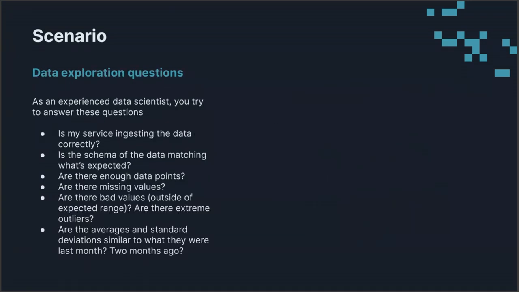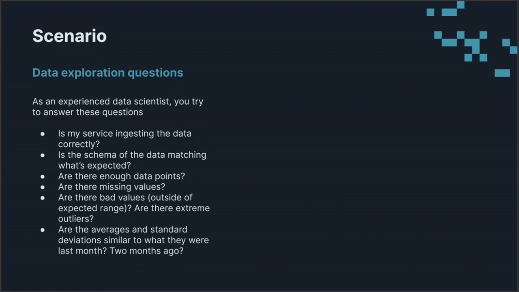So you alerted the data engineering team, and as an experienced data scientist, you try to answer the following questions. Is my service ingesting the correct data? Is the schema of the data matching what's expected? Are there enough data points? Are there missing values? Are there bad values outside of the expected range? Are there extreme outliers? Are the averages and standard deviations of the data similar to what they were last month, 2 months ago, when there was no problem?